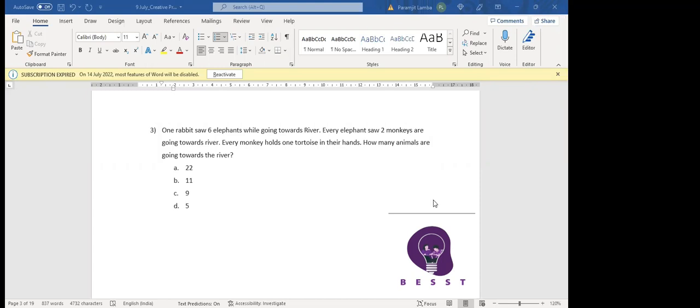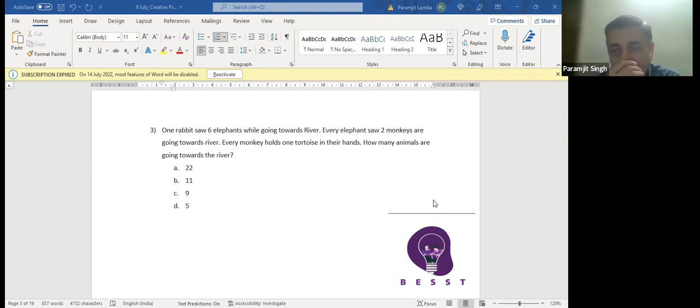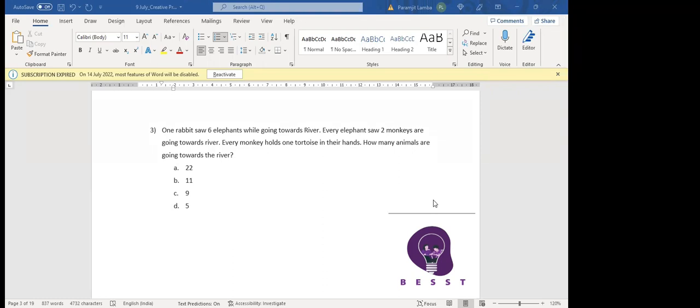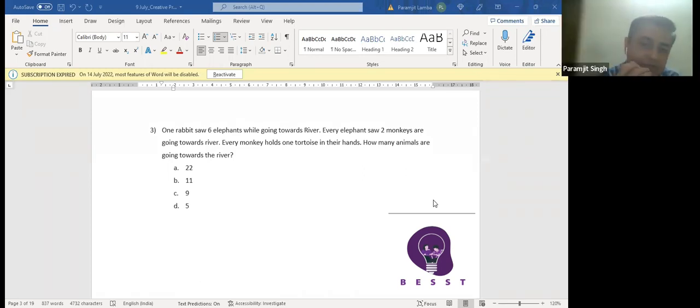Sir, because there is 1 rabbit and there are 6 elephants. 7. 7 and then 2 monkeys? Sir, 2 monkeys having 2 tortoises in their hands. It means 4. Yeah, 7 and 4, 11. So therefore 11. Yes. Okay, that's your logic. Falguni, why do you say 9?